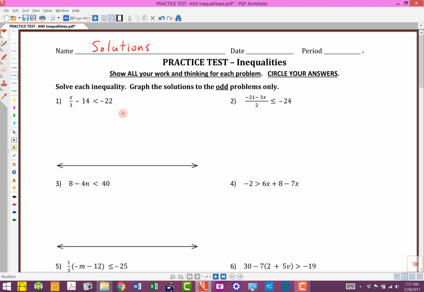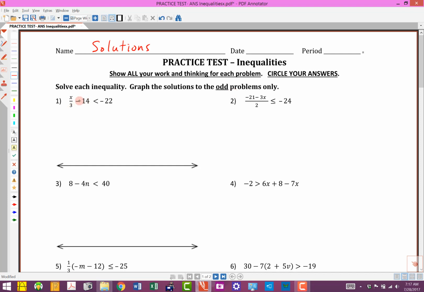We just want to make sure that if we ever multiply or divide both sides by a negative as we're going through and solving, that we switch the direction of the inequality. I do want to point out that we are going to solve each one of these, but we're only going to graph the solutions to the odd problems. So keep that in mind. You don't need to graph every single one of these. So let's go ahead and get started.